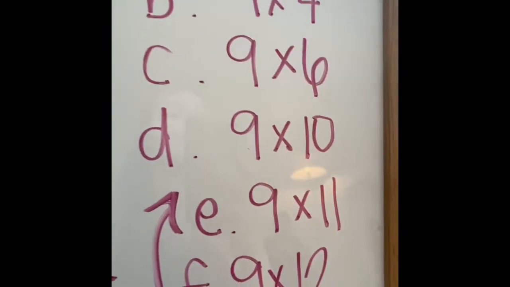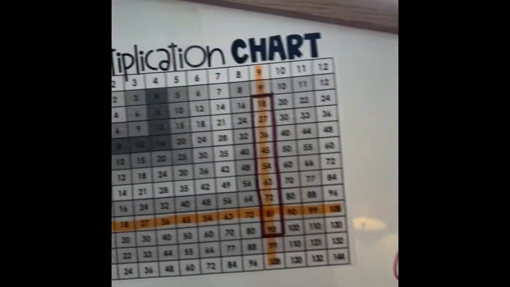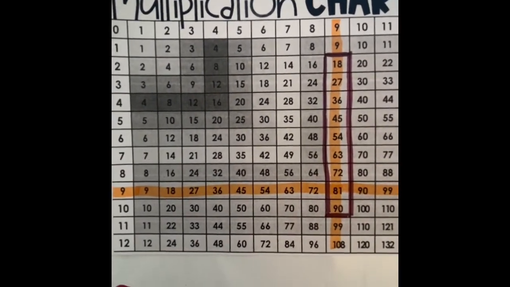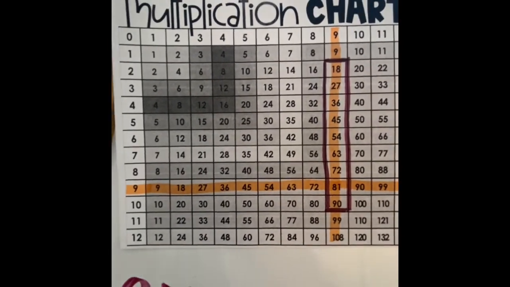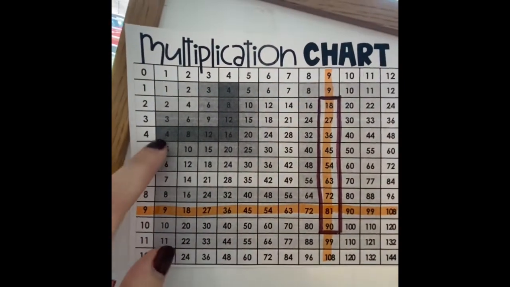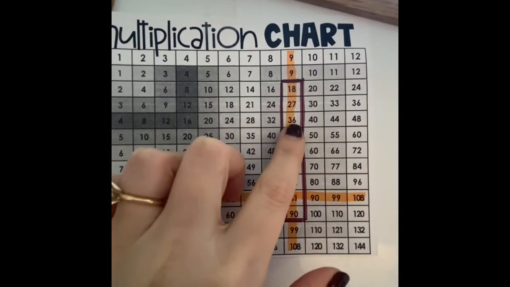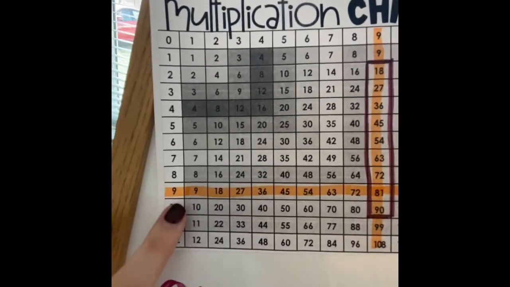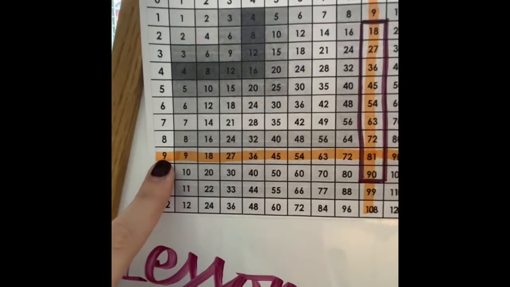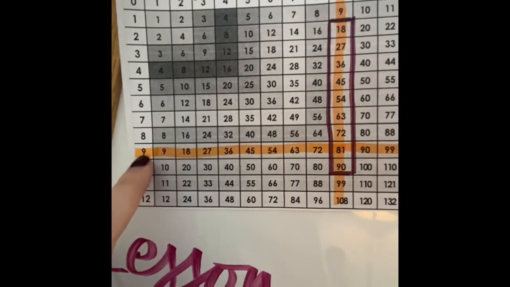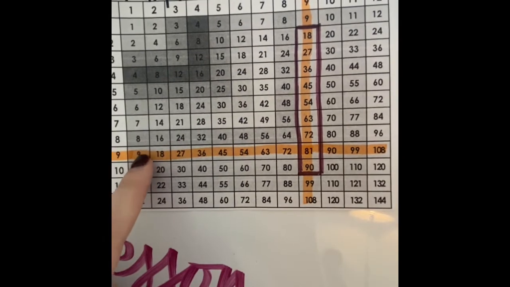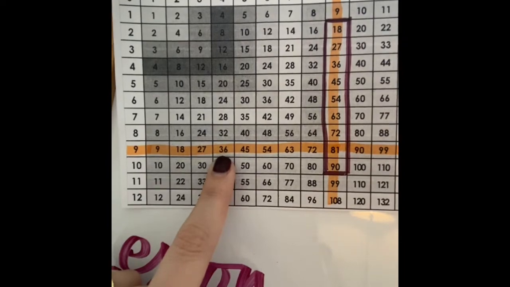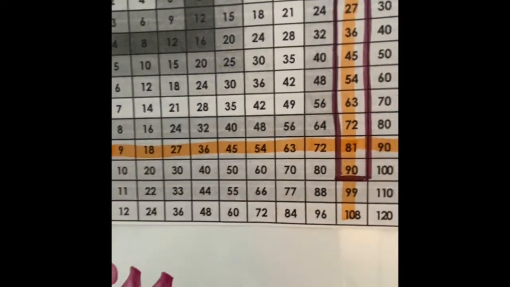9 times 4. You might want to use your multiplication table again for that. That is totally fine. 9 times 4, looking at our chart, we'll go over to 4. We'll go all the way over to 9, and we would have our product of 36. You could also use the row with the factor of 9. 9 times 4, we'd start at the 9, and we'd go all the way over 4. So 9 times 4 is 36.